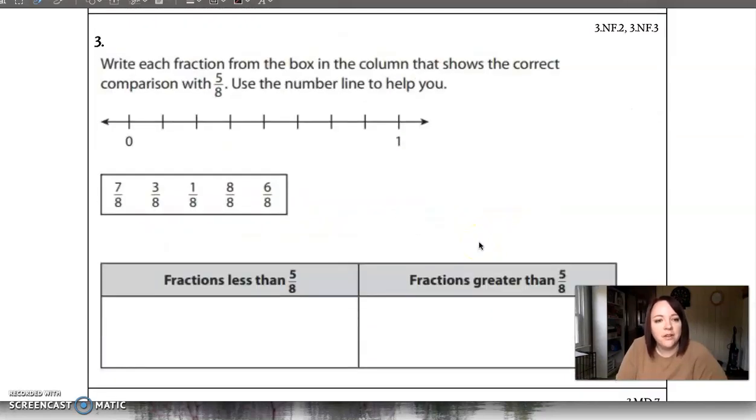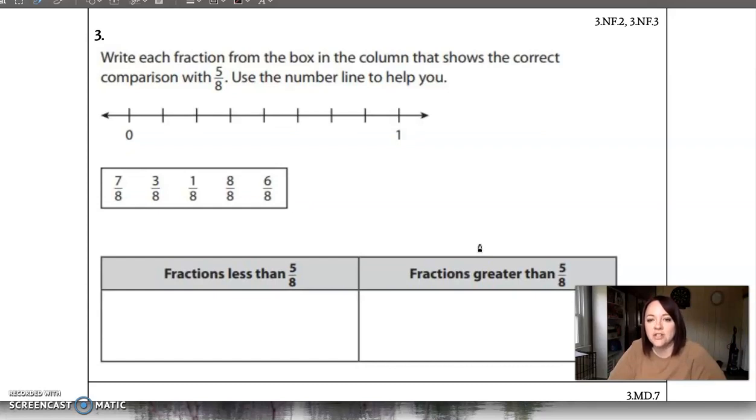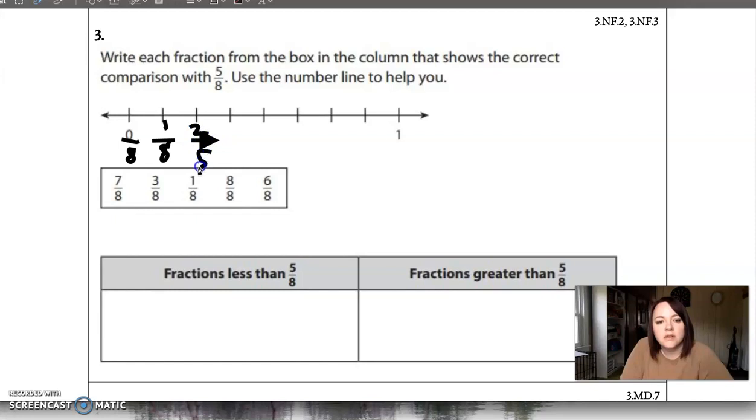Okay, number 3, write each fraction from the box in the column that shows the correct comparison with 5/8. Use the number line to help you. All right, so we have 0. So we know it's 0/8. Now we know 1/8. I'm going to make these a little smaller. 2 eighths, 3 eighths. Whoa, that was big. 4 eighths.